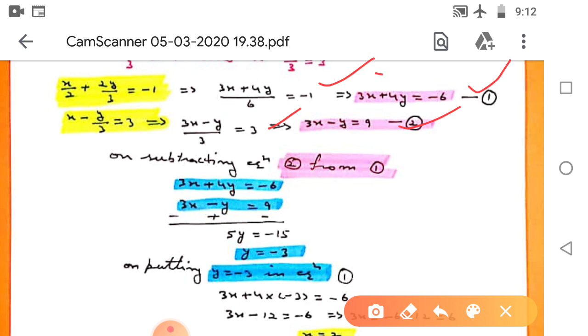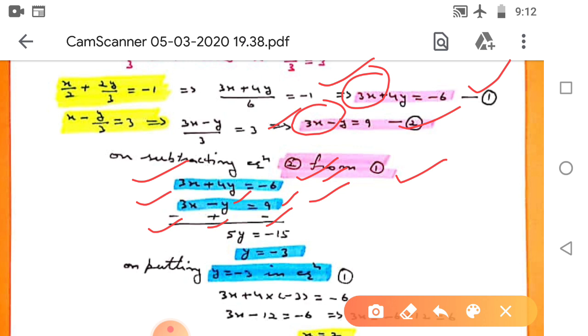Clear? In equation 1 the coefficient of x is 3, in equation 2 the coefficient of x is 3, right? So on subtracting equation 2 from equation 1: 3x plus 4y is equal to minus 6 and 3x minus y is equal to 9. Subtracting, so plus 3x becomes minus 3x, minus y is plus y, and plus 9 is now minus 9. Now 3x and minus 3x are gone, so plus 4y plus y becomes 5y is equal to minus 15. So the value of y is minus 3, right?